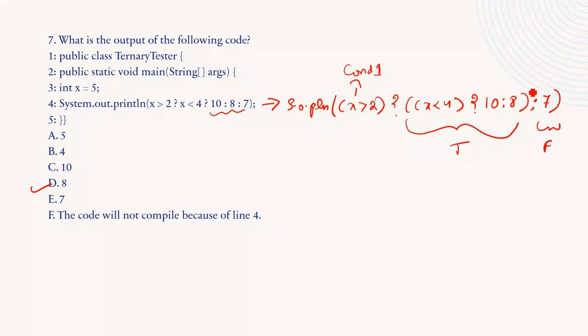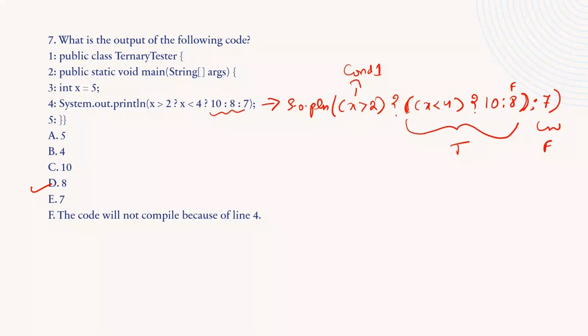Because now I have given the parentheses, you can understand that after the question mark this whole thing is one expression, which is the true outcome. Now x is greater than 2, which is true, because x is 5 in this case. So it will go inside the true outcome, and inside this true outcome there is another ternary operation which says x less than 4, which is not true. So it will go to the false outcome of this expression. So that's why the answer is 8.